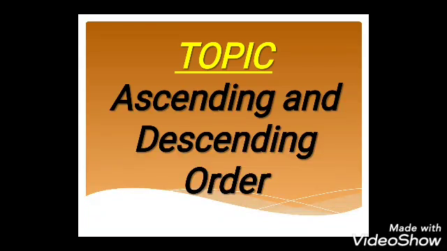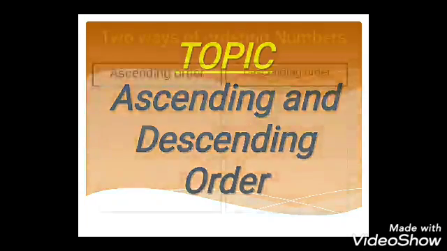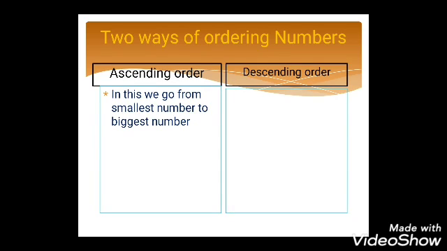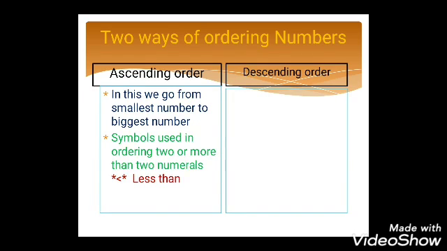Now the next topic is ascending and descending order. So what is ascending and what is descending? There are two ways of ordering numbers: ascending order and descending order. In ascending order we go from the smallest number to the biggest number. Symbols used in ordering two or more numerals: less than.